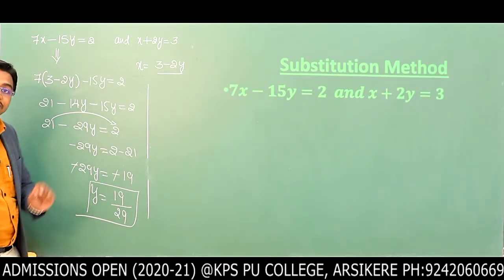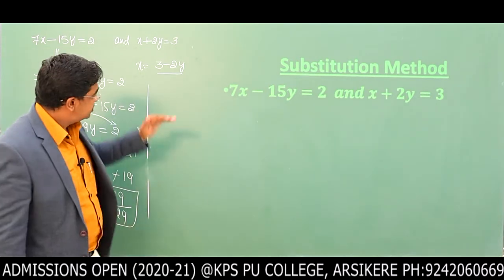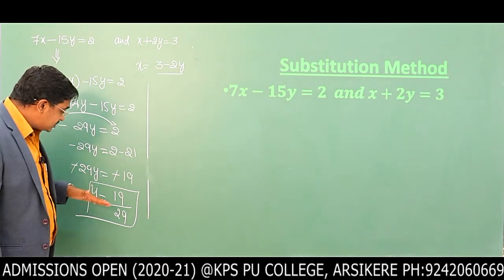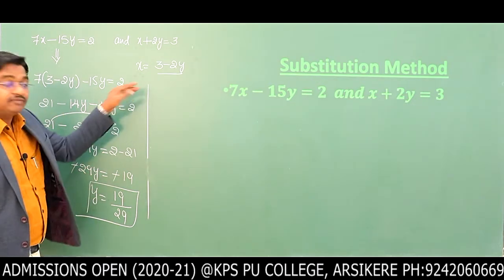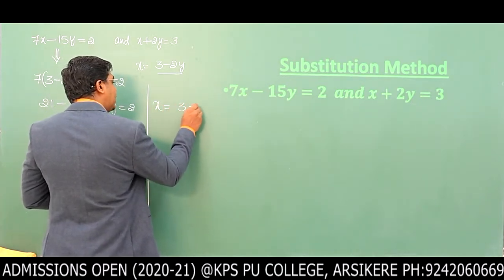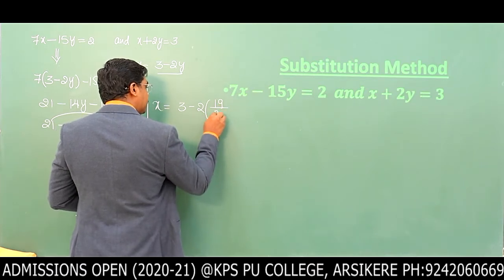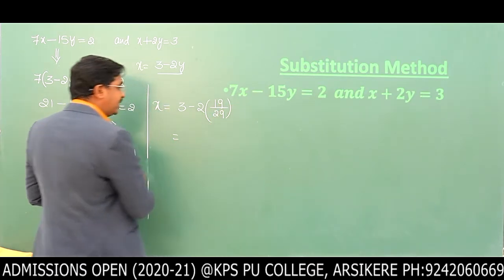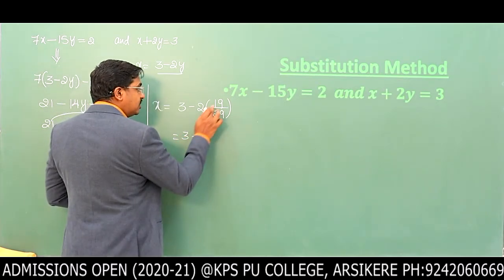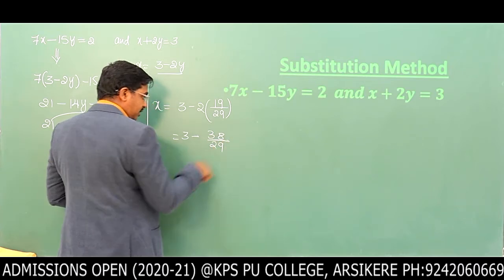So the value of y is 19 divided by 29. So how to get the value of x? Just remember the equation here, x is equal to 3 minus 2y. So just substitute the value of y in this equation. Here I substitute. What happened? x is equal to 3 minus 2 into the value of y, which is 19 divided by 29. Next simplification, 3 minus 19 2s are 38 divided by 29.